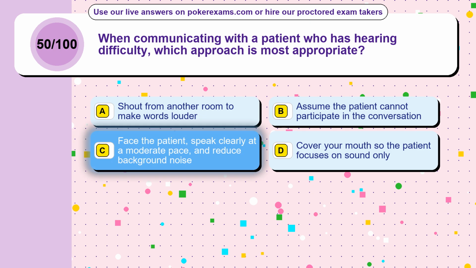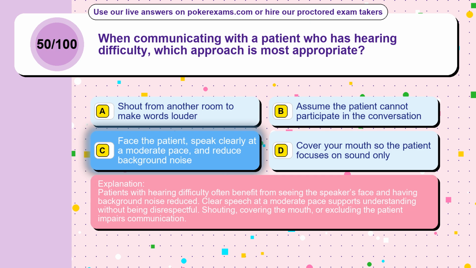The correct answer is option C. Face the patient, speak clearly at a moderate pace, and reduce background noise. Patients with hearing difficulty often benefit from seeing the speaker's face and having background noise reduced. Clear speech at a moderate pace supports understanding without being disrespectful. Shouting, covering the mouth, or excluding the patient impairs communication.